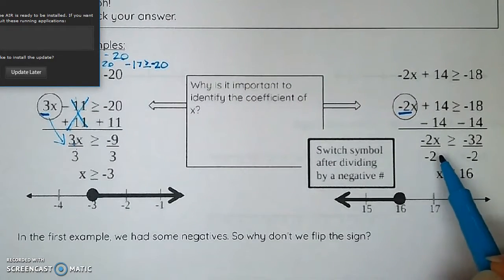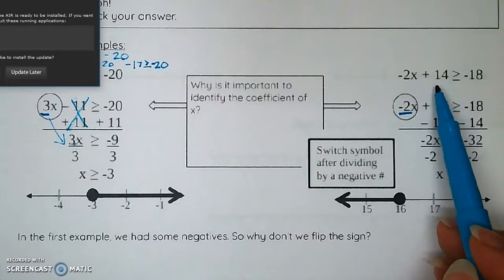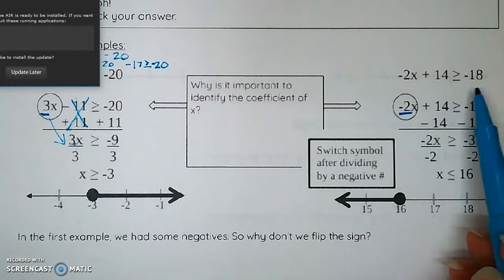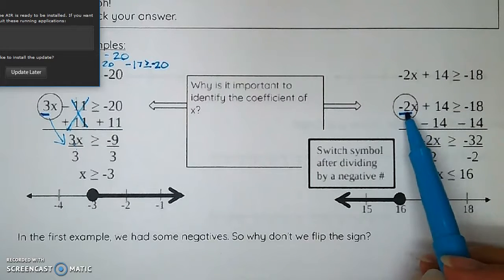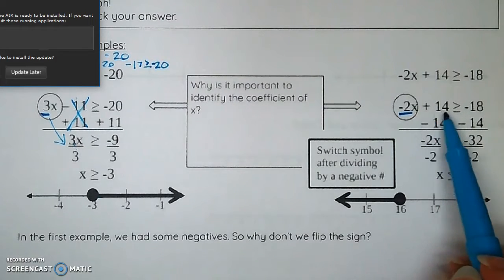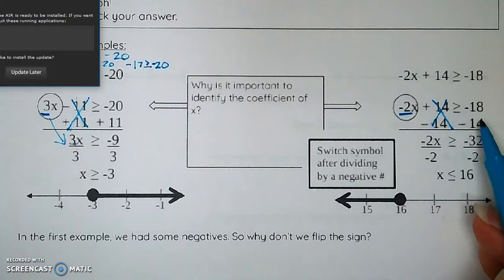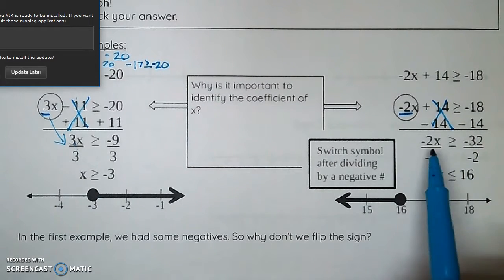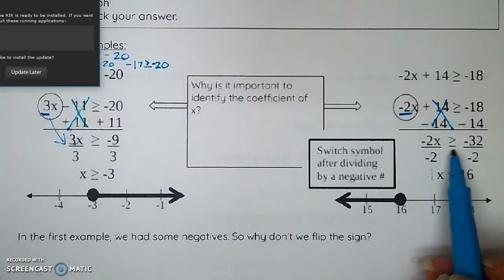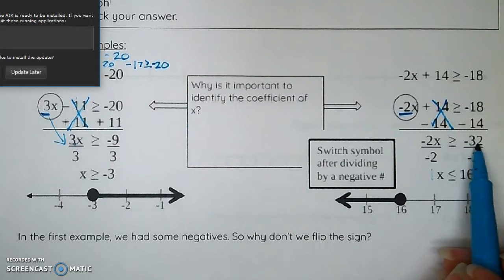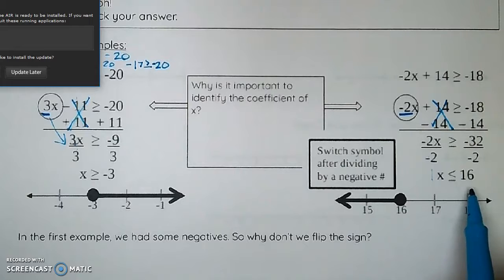So then on our second one over here, I've got negative 2x plus 14 is greater than or equal to negative 18. And I notice that my coefficient this time is negative. So I'm going to subtract the 14 from both sides because I was adding it. This cancels out because it equals 0. Over here I get negative 18 plus negative 14, negative 32. Negative 2 times x, so I'm going to divide by negative 2 because negative 2 divided by negative 2 gives me that positive 1 that I'm looking for. Whatever I do to one side, I have to do the other side. Negative 32 divided by negative 2 is a positive 16.